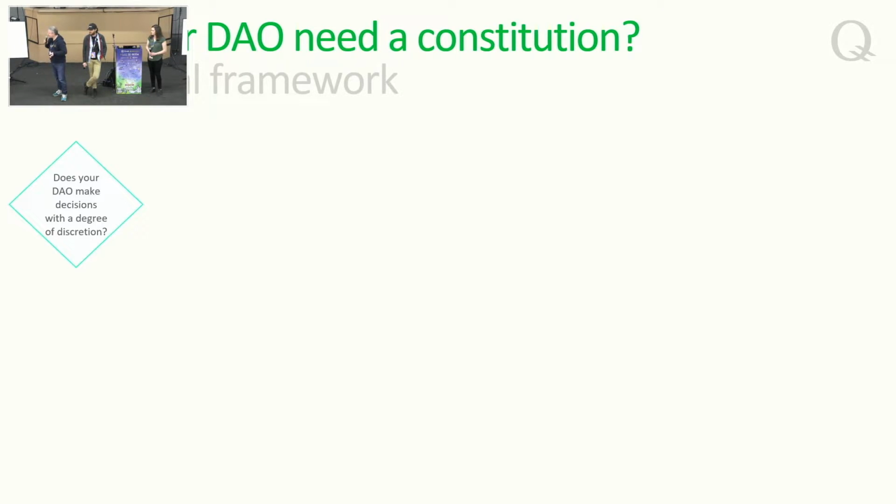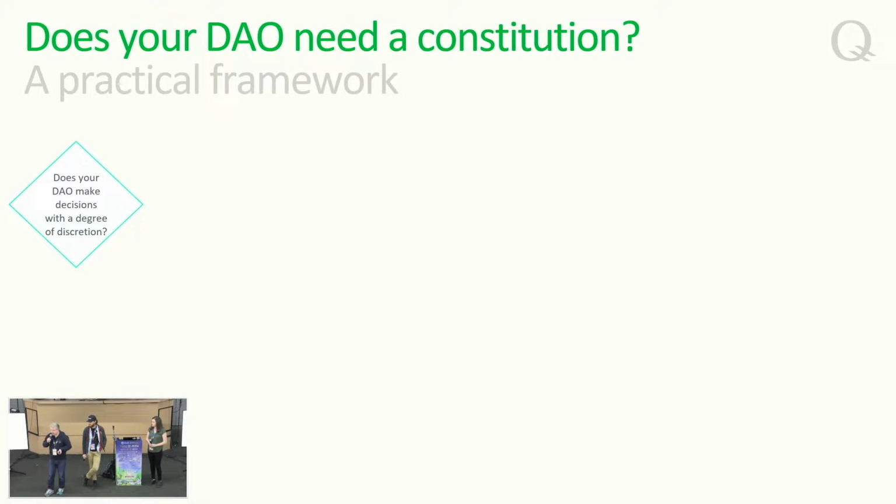So as I said, 5 questions. The first one is very easy, and don't worry, I'll read it out to you. I'm not expecting you to read the small writing on the screen. First question is, does your DAO need to make decisions with a degree of discretion? Meaning that you have these decision types where some human input is needed. So basically anything that cannot be coded. And probably the answer for most DAOs is a very clear yes.